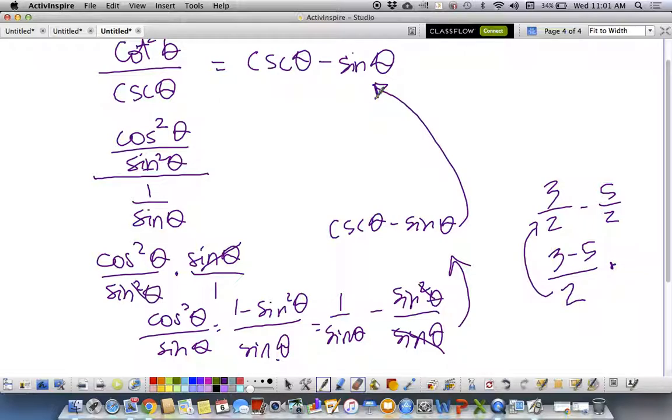Turning our brains. I do want your homework. We need to turn our brains back a little bit to verifying.